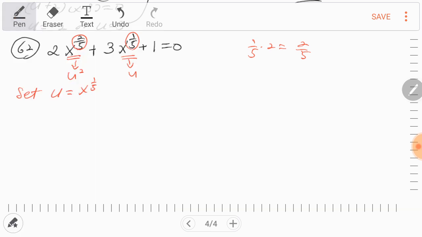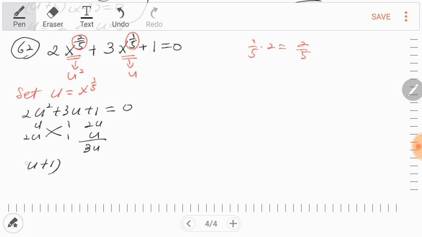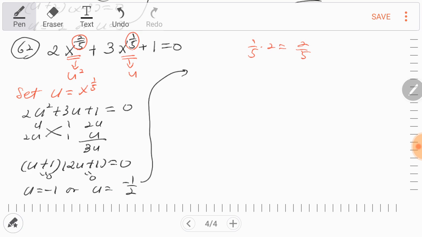Okay, then the new equation is 2u squared plus 3u plus 1 is equal to 0. Then the trinomial factors as u plus 1 times 2u plus 1 is equal to 0. Then from the first factor and the second factor, u is -1 or u equals -1/2.